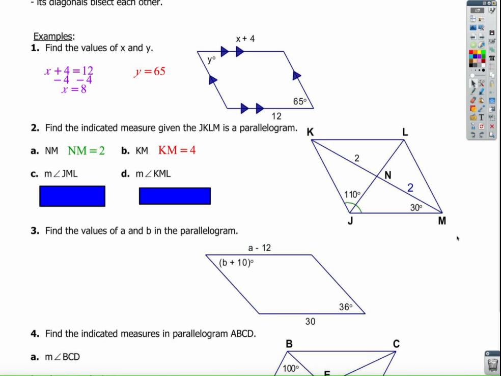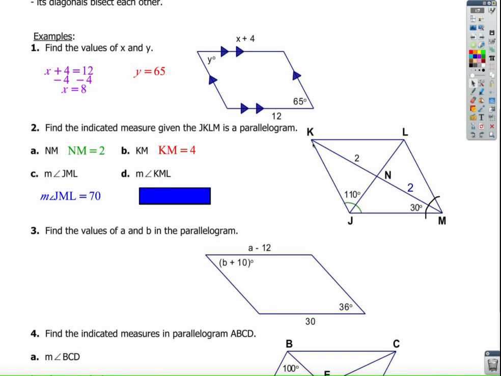We can also look at the angles in the parallelogram. Angle JML is this angle down here at M. It is the entire angle at M, not one piece of it. J to M to L gives me that entire angle. Well, I know that consecutive angles in a parallelogram, J to M, are supplementary. Supplementary means that they need to add up to 180 degrees. So if J is 110 degrees and M has to get me to 180, then JML must equal 70 degrees.